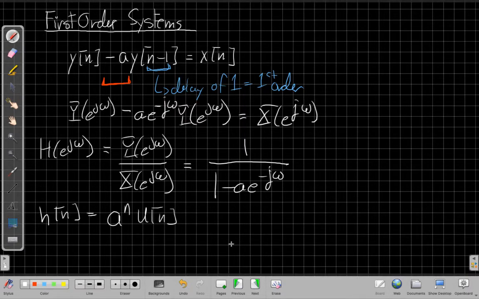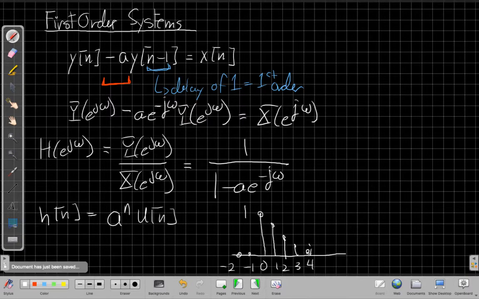And so if I were going to sketch a notional version of that, the u of n means that this is zero up until time 0. When n equals 0, a to the 0 will be 1. And then after that, it's going to be decaying down, something like this. Now, in drawing it this way, this is my sort of cartoon sketch. It'll be 1 and then a and a squared, a cubed for the amplitude, and so on.